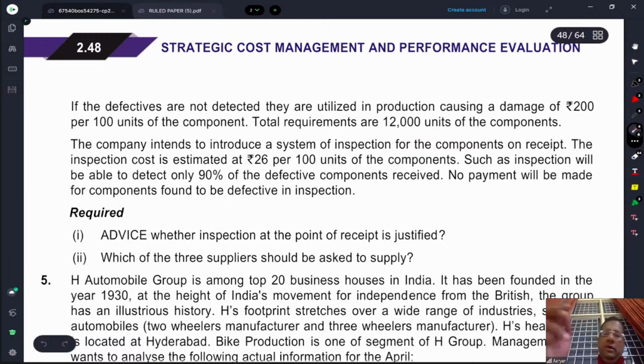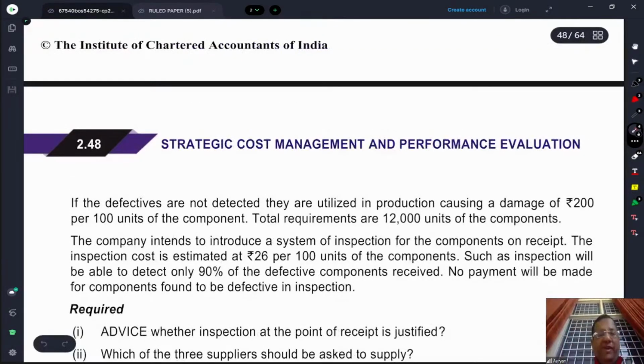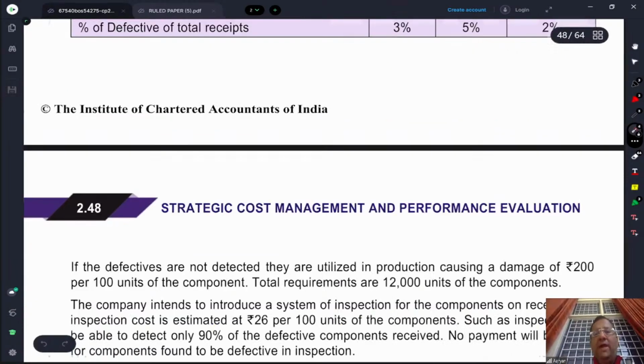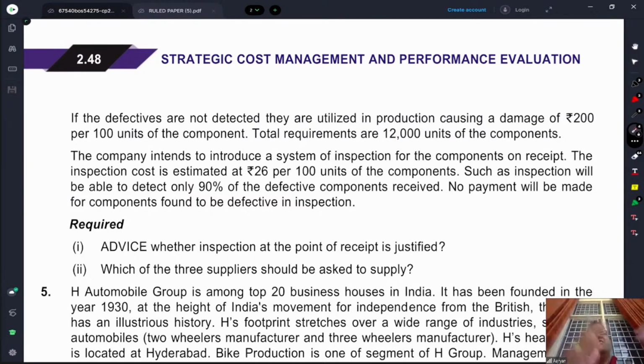Other case, total requirement is 12,000. So we will deal with it as total good units of that particular component demanded from the supplier. So if we assume that 12,000 are the total good units, then the defective percentage, whether 3%, 5%, or 2%, cannot be applied on this 12,000. Please listen very carefully, beta. I can tell you that the answer will remain the same. Calculation will differ, but the final answer will remain the same.